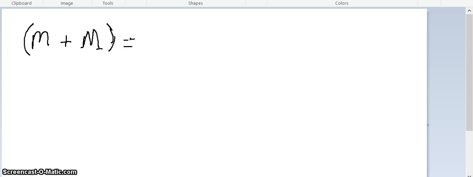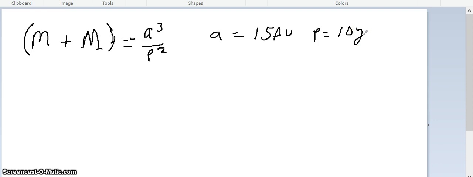is equal to a cubed divided by p squared, where a has to be in astronomical units. So remember, they gave us that it was 15 AU, and that p, the period, is 10 years. All right, so everything's already in the proper units, so all we have to do here is put the numbers in and do the calculation. So it's going to be 15 raised to the third divided by 10 squared.